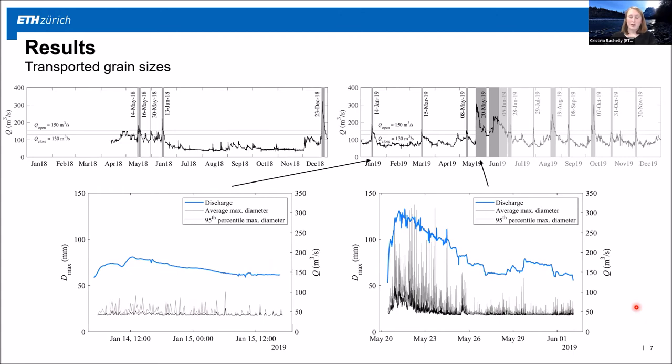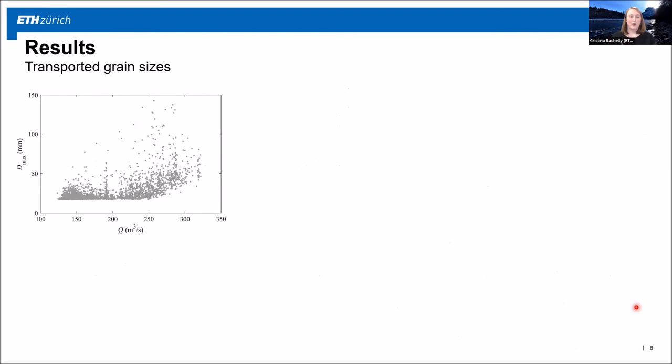We can further validate, or we can combine, the data of all flood events and relate the maximum diameters that we record with the geophone sensor to the discharge. We can see that over a big discharge range we stay in the small diameter range. And then it starts to pick up, and also larger grain sizes seem to be transported for higher discharges. It would of course be interesting to know how this data cloud looks for higher discharges, but we don't have the data for that yet.